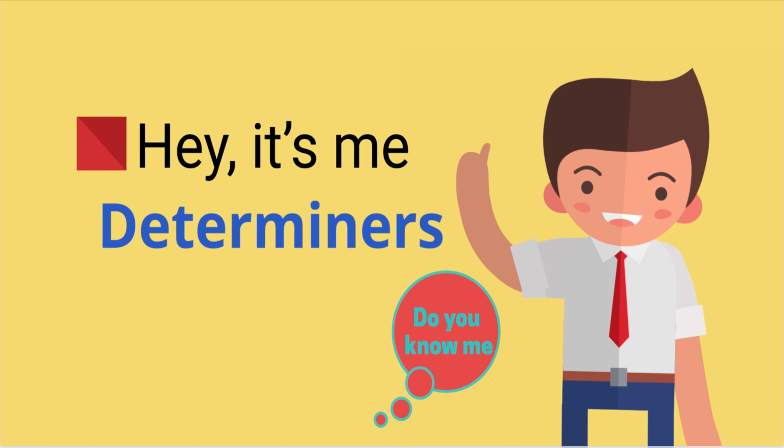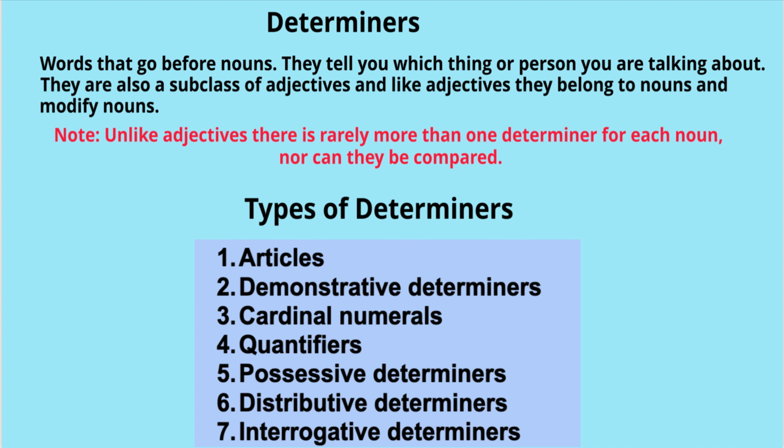Hey, it's me, Determiners. Do you know me? I think most of you don't know who I am or what I do. So let me introduce myself. So words that go before nouns are determiners. They tell you which thing or person you're talking about.